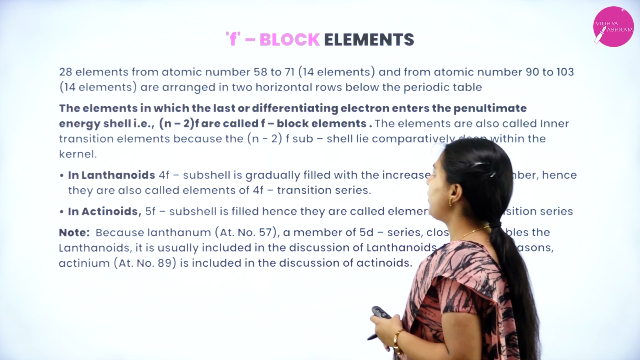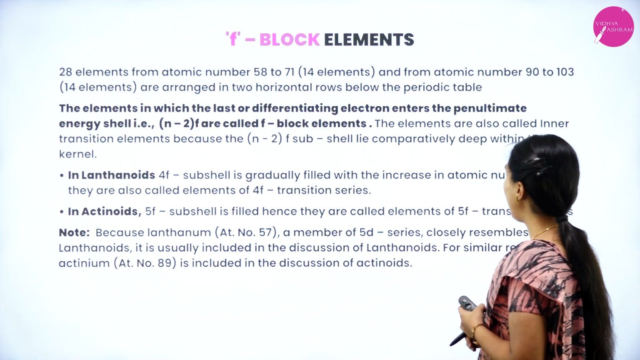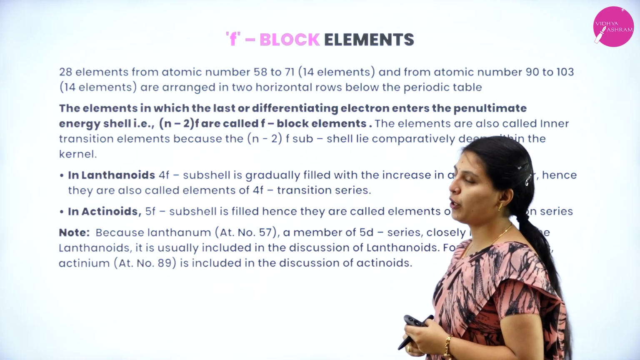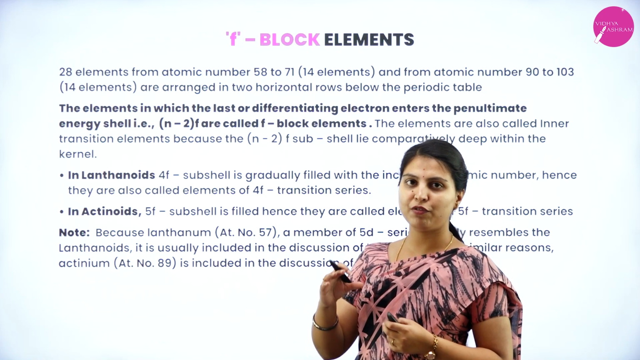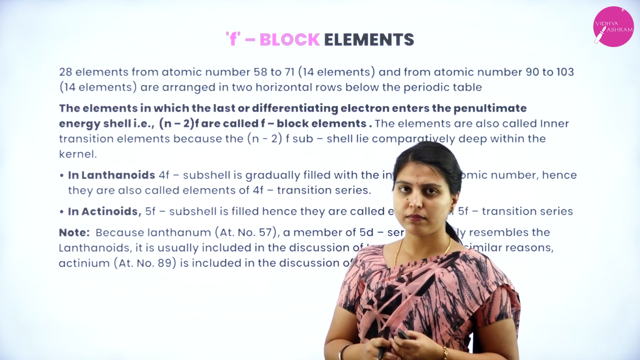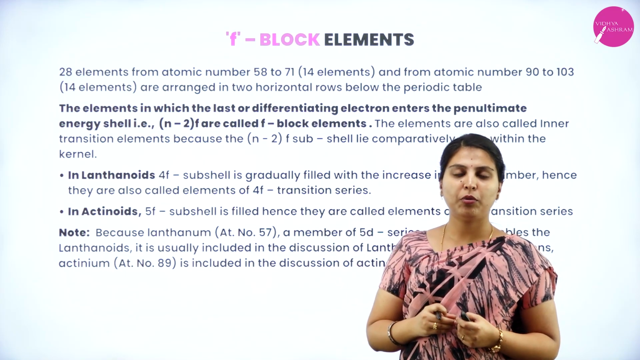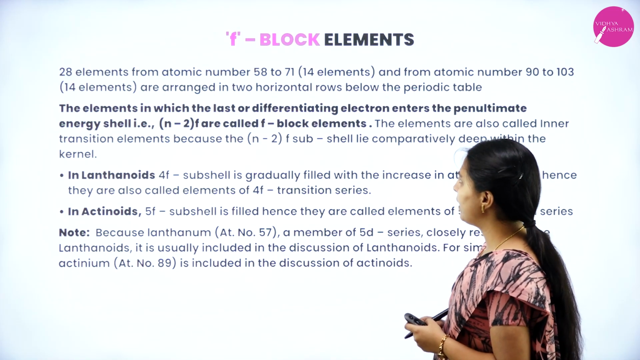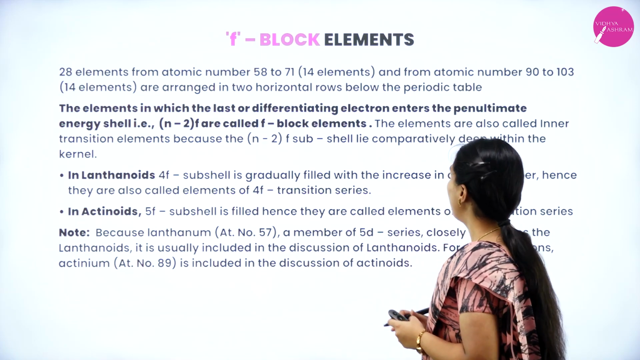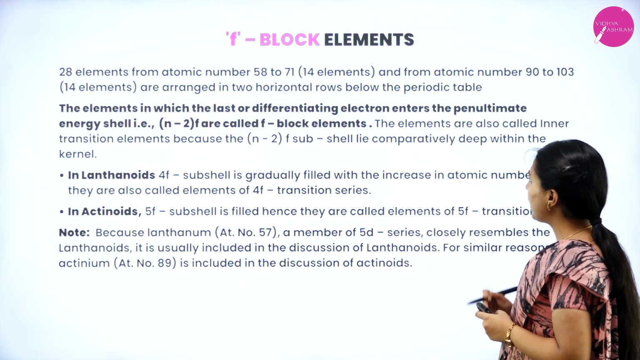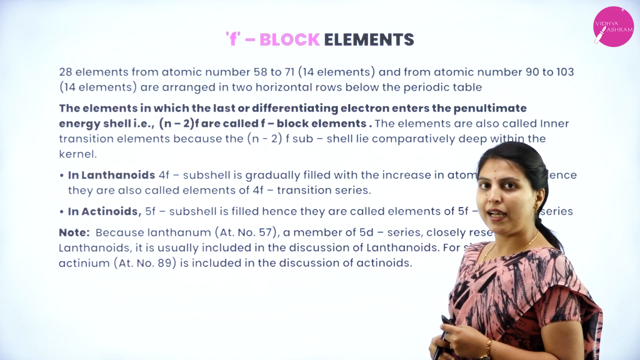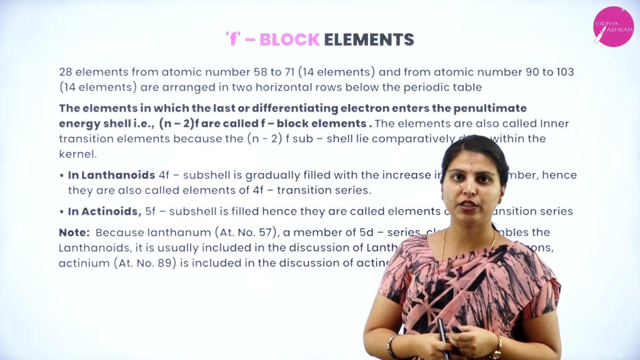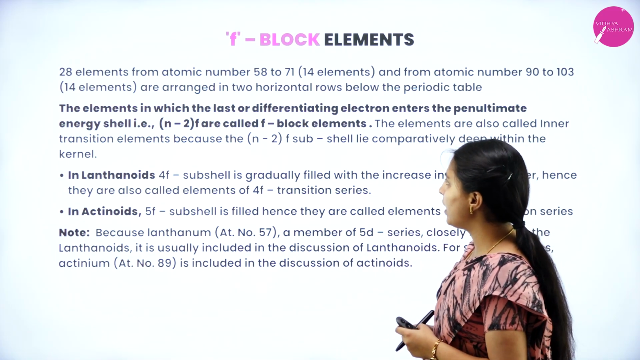The 28 elements from atomic number 58 to 71 and from atomic number 90 to 103 are arranged in two horizontal rows below the periodic table. In the previous session itself, I showed that overall periodic table picture. The last two series of D block have been separated and kept below the periodic table. Those two series will be considered as F block elements. The first series, with atomic number 58 to 71, will be considered as lanthanoids, and the next series, 90 to 103, will be considered as actinoids. Those two, lanthanoids and actinoids, will be considered as F block elements.